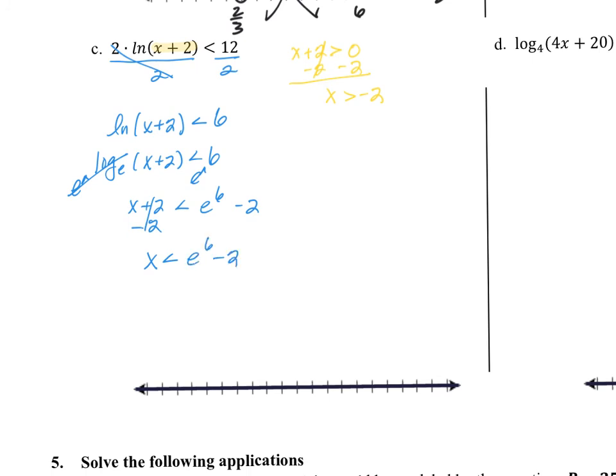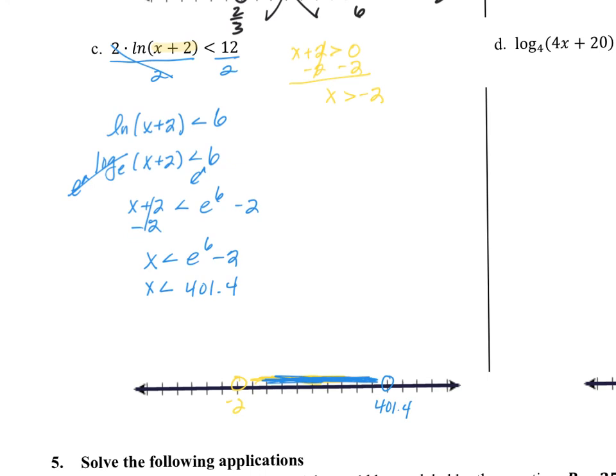Now I need an approximation, so let's see. If I put that into my calculator, I approximately get that x is less than 401.4. That's a big number. All right, so it's going to have an open circle at 401.4, because it's strictly less than. And then I have my yellow one, which says x is greater than negative 2. So come over here, negative 2. X has got to be greater than that, right? But then the blue says x has to be less than that. So I'm going to be in between this right here.